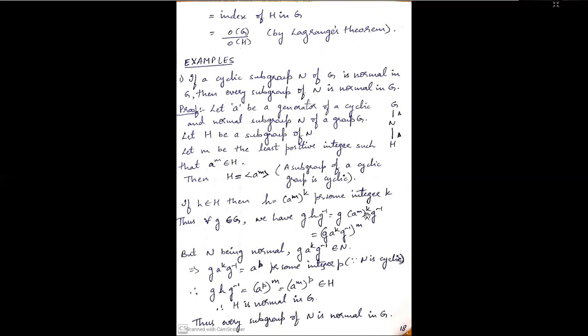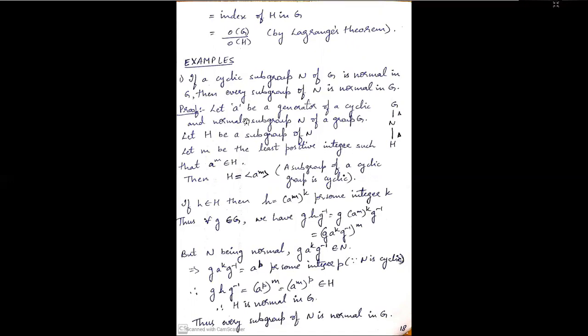Now let us look at one of the example problems. If a cyclic subgroup N of G is normal in G, then every subgroup of N is normal in G. So we have a subgroup N which is cyclic and normal in G, and you take any other subgroup of N, say H, that will also be normal in G.